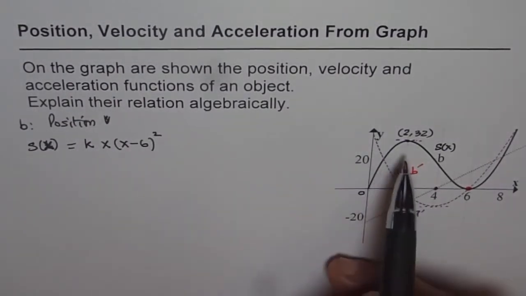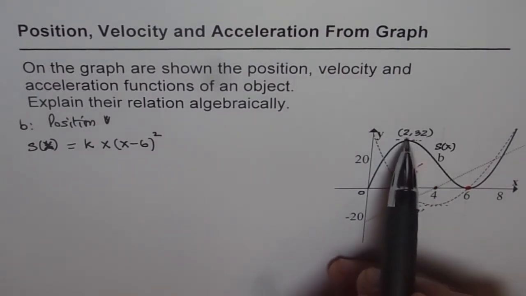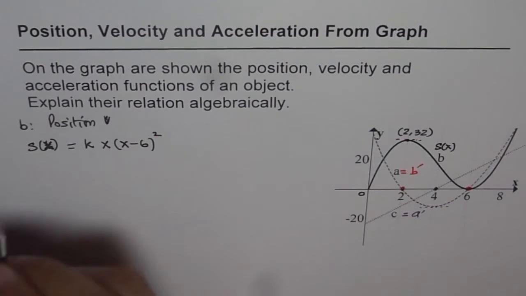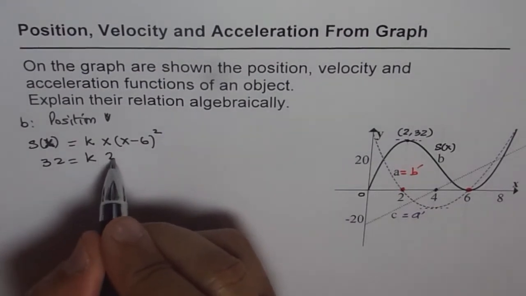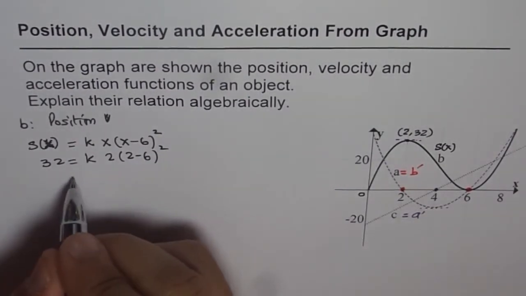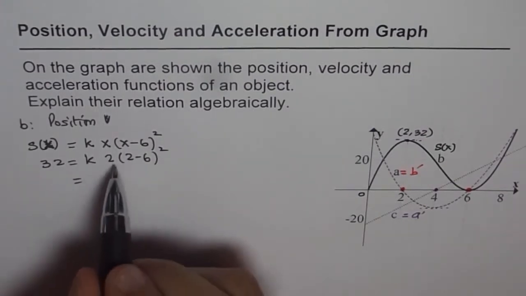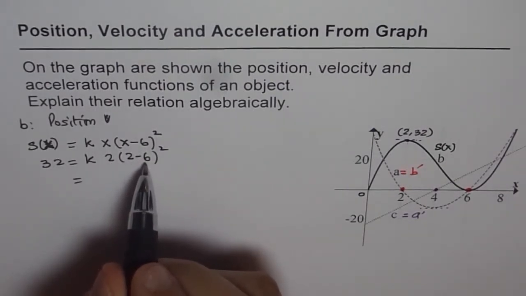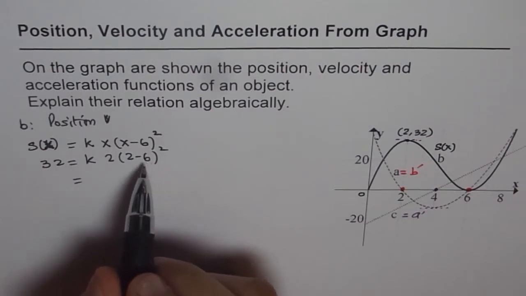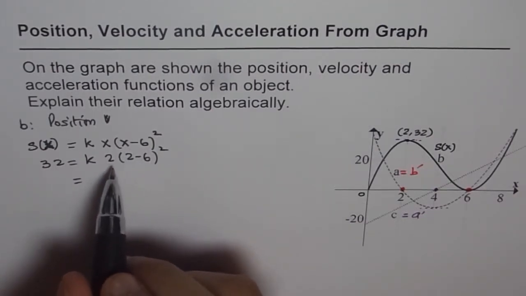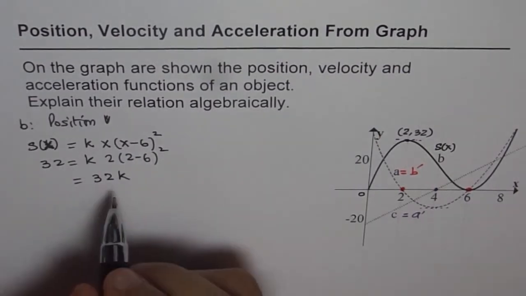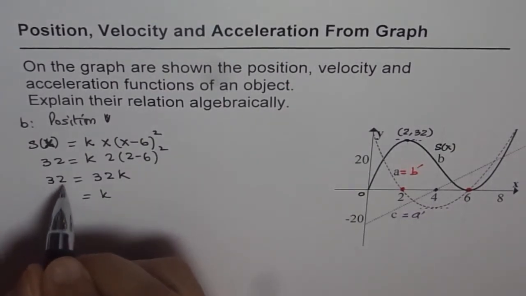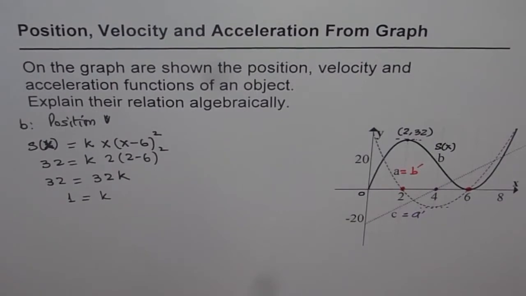To find k, we'll use the point given to us, which is (2, 32). 2 is the x value, 32 is the y value, or s of x. So we get 32 equals k times 2 times (2 minus 6) whole square. Now let's simplify this. 2 minus 6 is minus 4, 4 square is 16, and 2 times 16 will give us 32, right? So we get 32k. Now that implies that k is equal to 1. So we get the value of k from here.